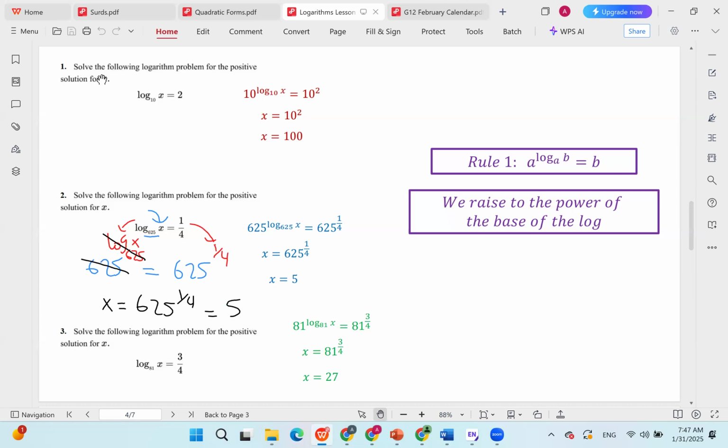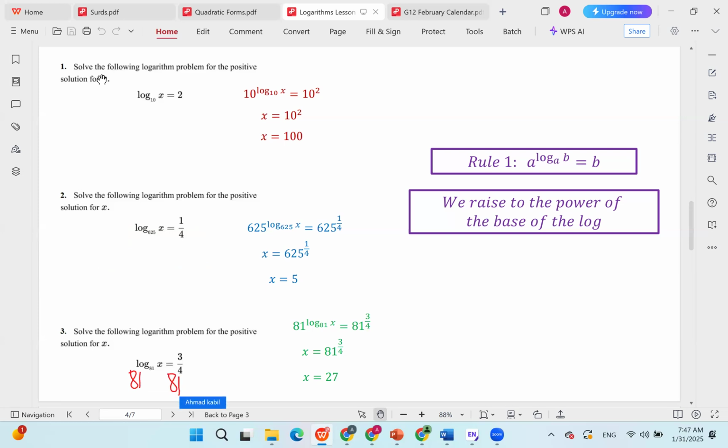A third example, we have log base 81 of x equals 3 over 4. So by taking 81 as a base to both sides, I'm just going to write it as part of the equation like this. And now the equal sign goes down. So the 81 cancels the log base 81, and you end up with x equals 81 to the power of 3 over 4. If you use your calculator to evaluate, you get 27 as a final answer.